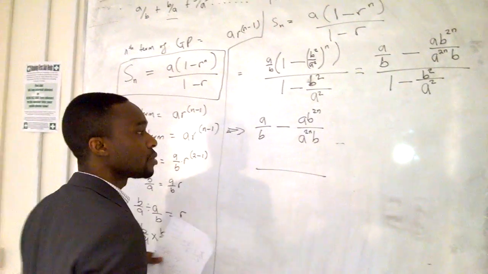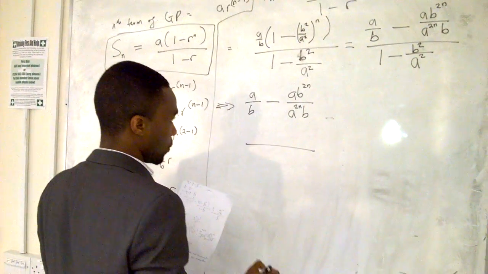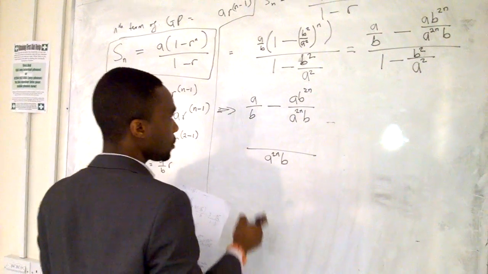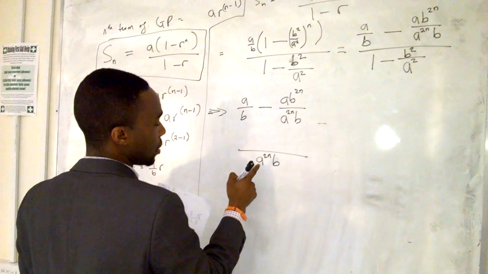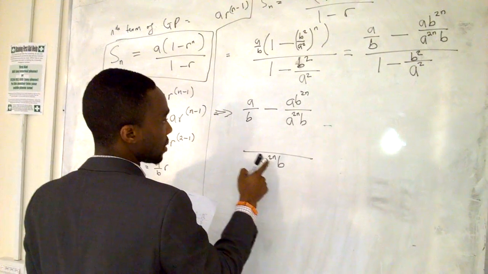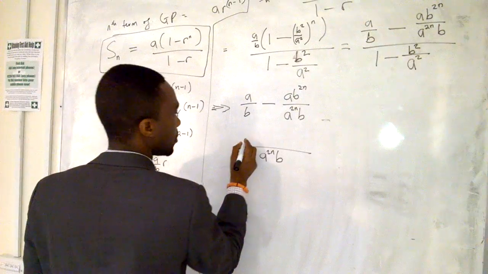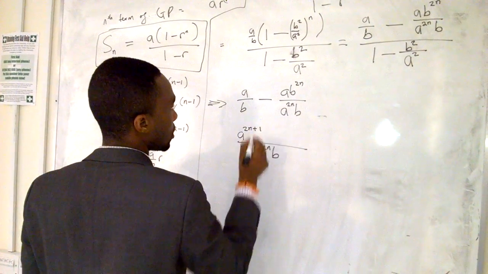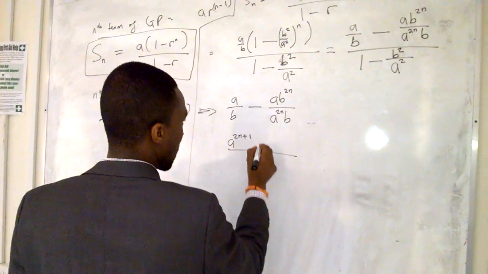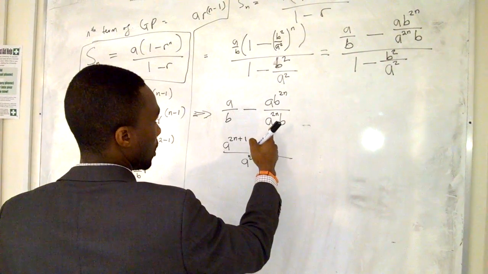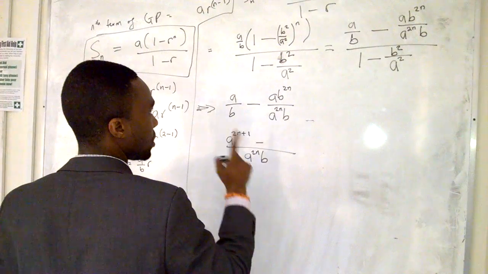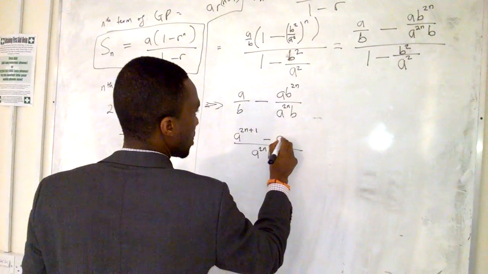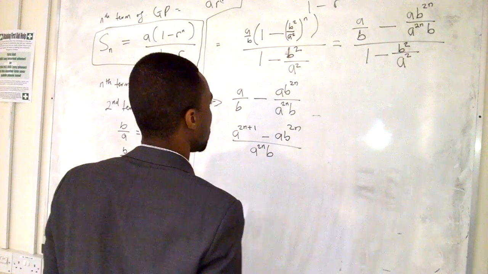And what's the common denominator? It will be a squared n b. So b here, I will be left with a squared n, then times a will be a squared n plus 1, minus a squared n b in a squared n b once times ab squared n will be ab squared n.